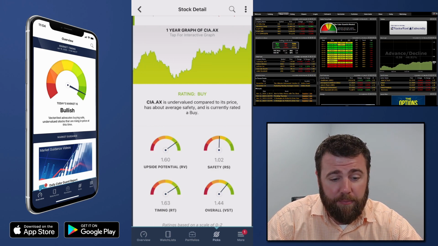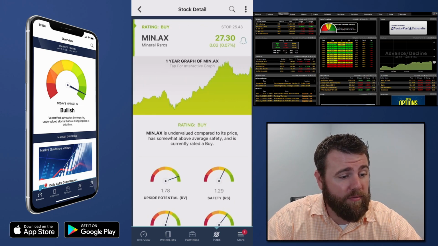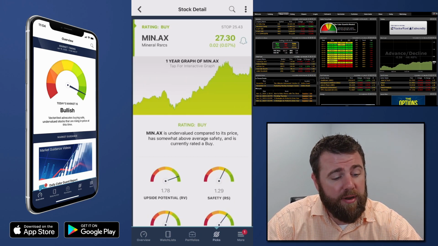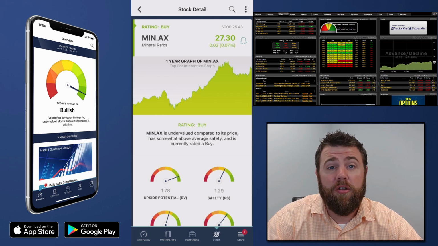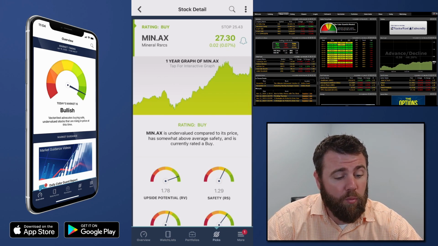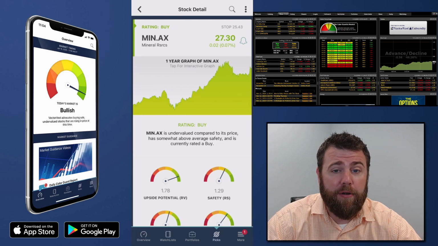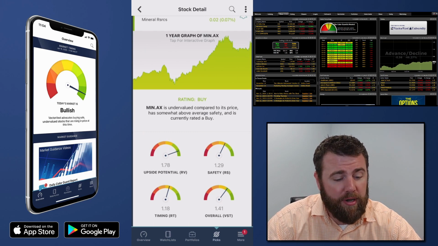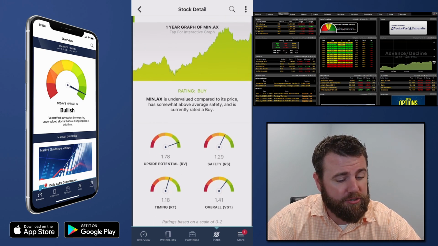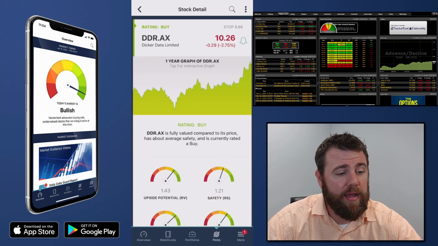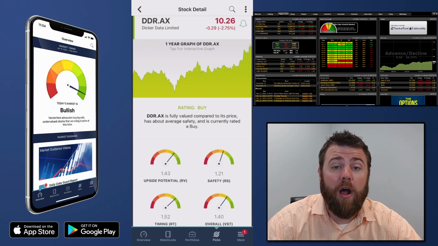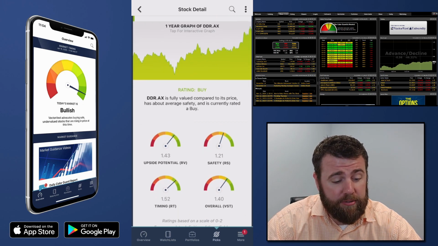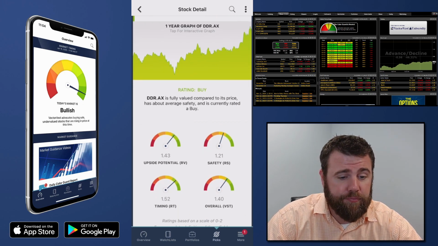Really nice, strong uptrend. Going to look at the next one, MIN.AX, 1.78 for the long-term potential. Great long-term potential. Safety, 1.29. So this one has a little bit better fundamentals and still has that great safety factor we're looking for, or that long-term potential factor we're looking for. Looking at the timing, 1.18. So it is in a steady uptrend, not as strong as what we saw previously, though. And then DDR, great long-term potential, solid fundamentals, really nice, strong uptrend. So yeah, this stock's definitely favorable.